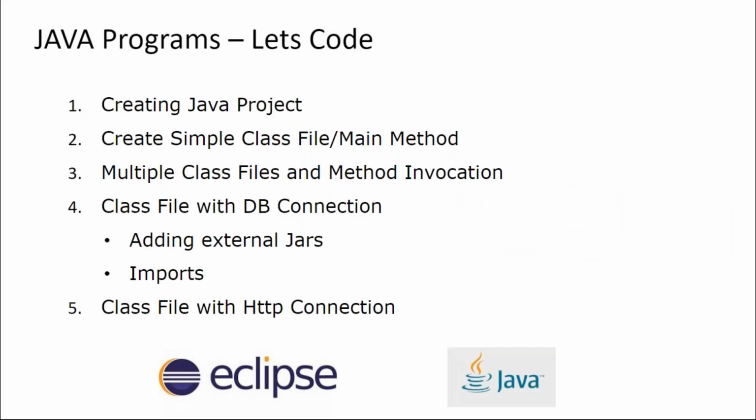Then we'll create some Java project in Eclipse. We'll create simple class files, simple methods. We'll create multiple class files, and then we'll call a method from other class files, and we'll create a DB connection with a class file. We'll try to see how to add external jars, how to import those jar files, and how to make an HTTP connection in a class file.